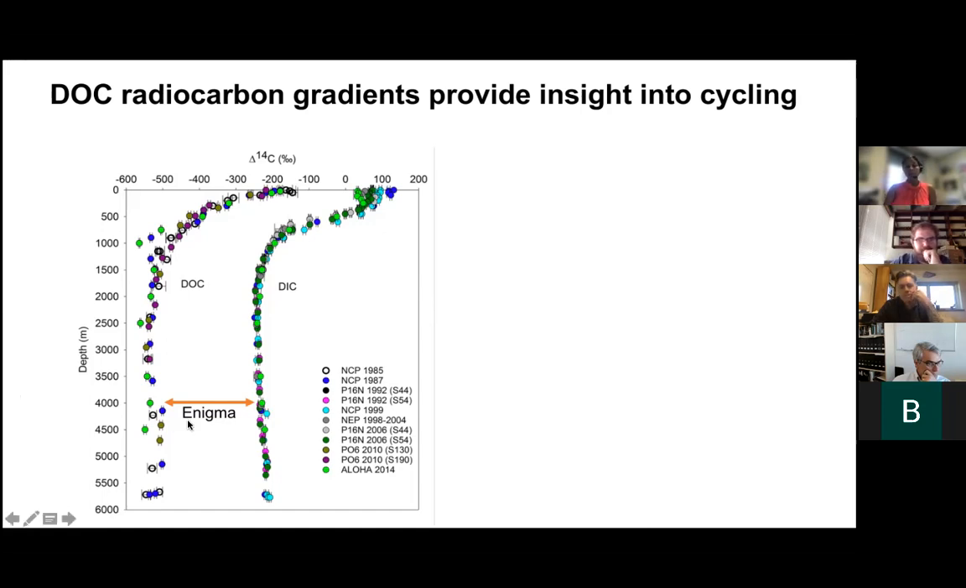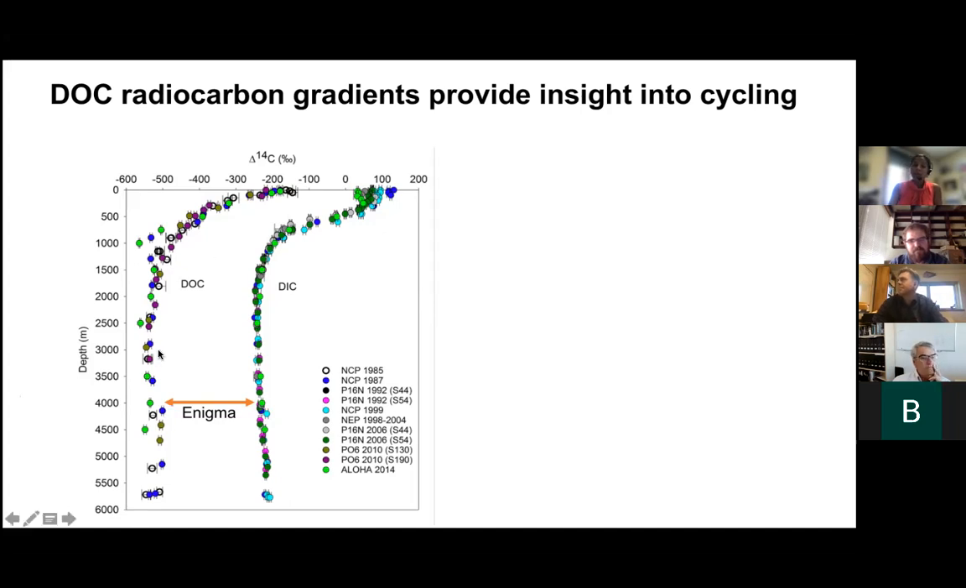At every depth, of course, it is more depleted than inorganic carbon, and this has been the enigma, at least for me, throughout my entire career, starting from when I was a graduate student in Dan Repeta's lab at Woods Hole Oceanographic Institution. Now, why is the radiocarbon distribution this way?